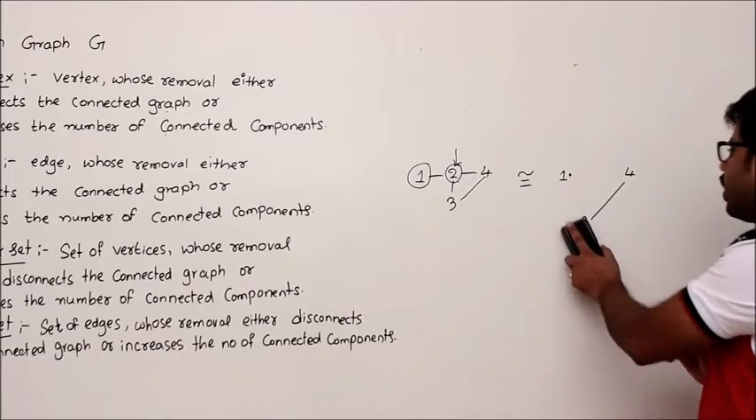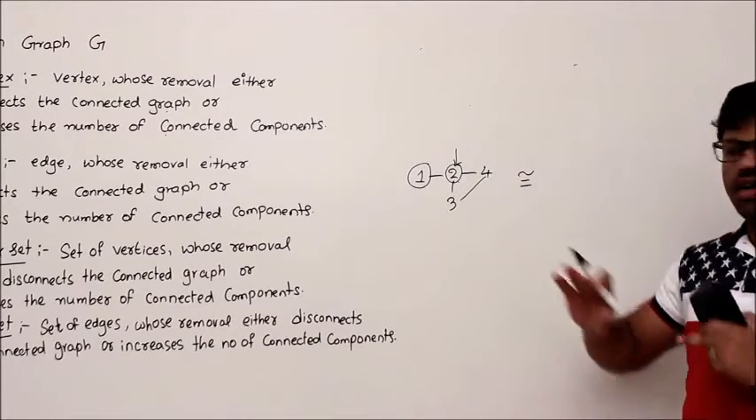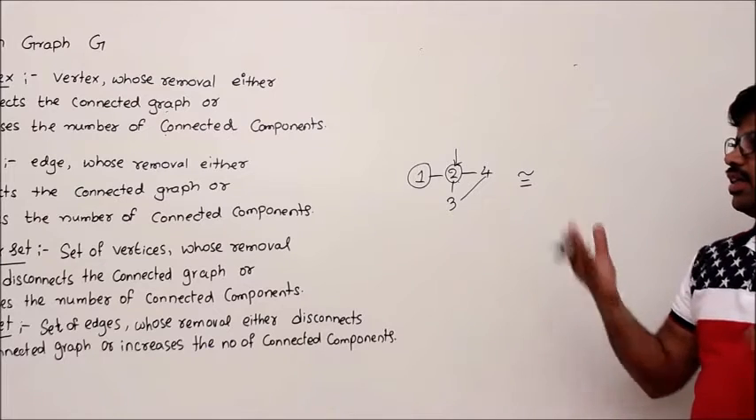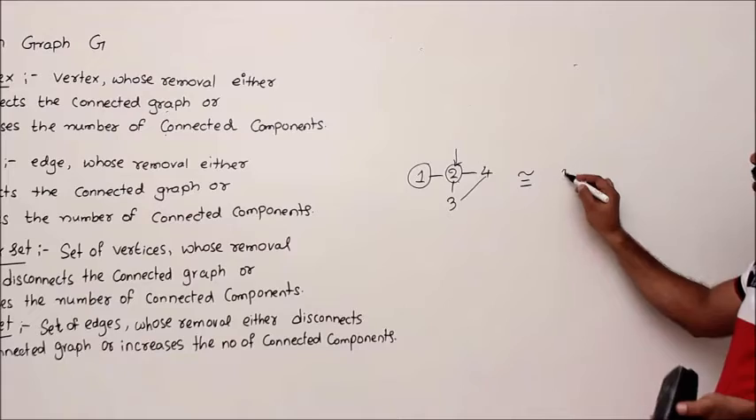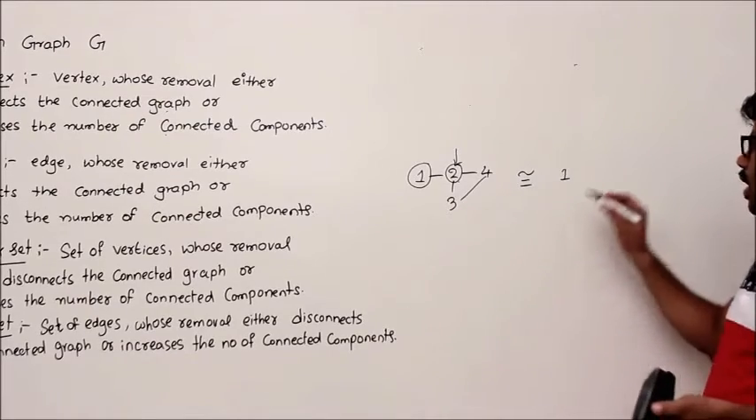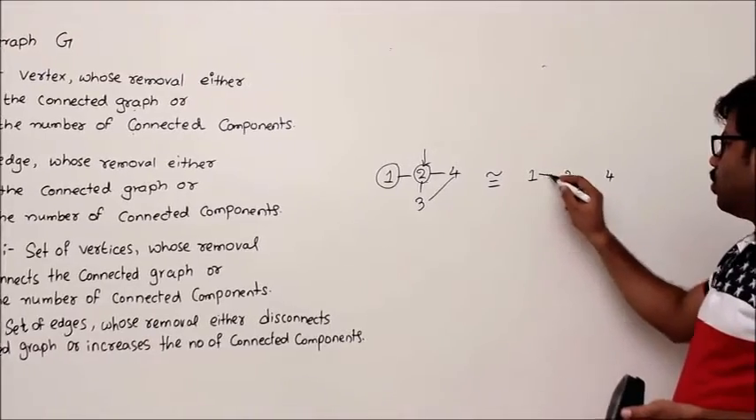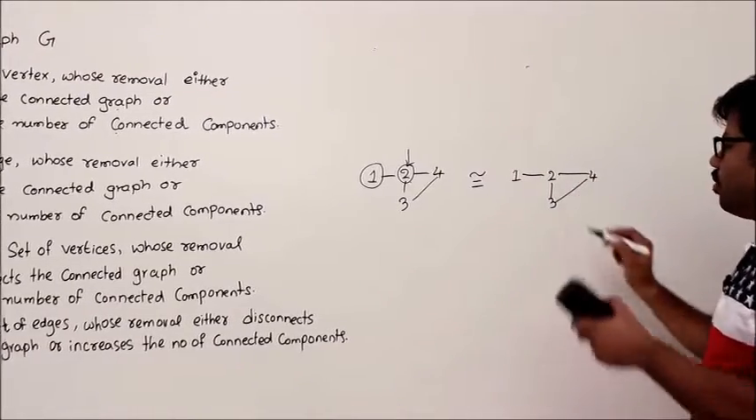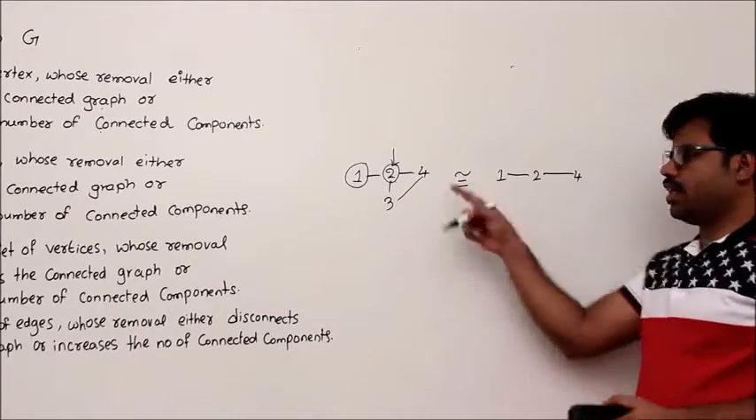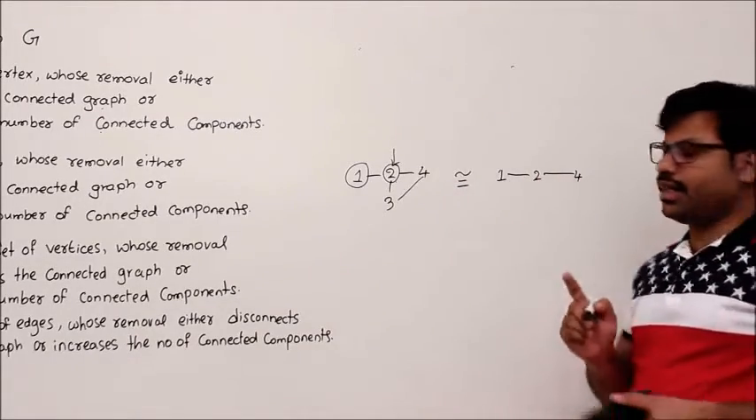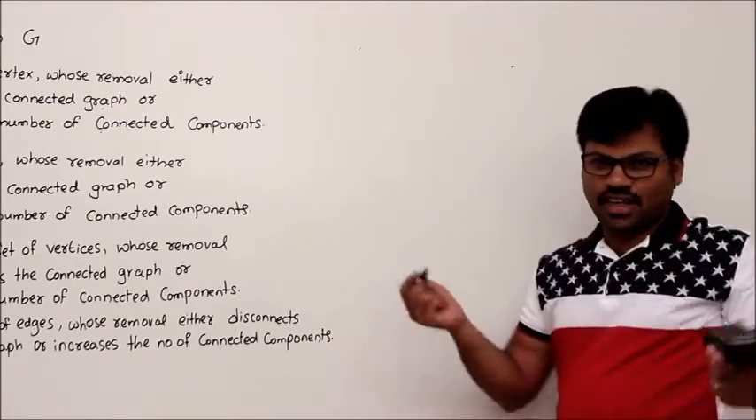Try to remove 3, you understand that nothing will happen. That means the number of connected components will not increase, and second, the graph will not be disconnected. For example, if I remove 3 and all its corresponding edges, the graph is still connected. It was connected and now it is connected. That's why 3 is not a cut vertex. In that way, you can understand cut vertex.